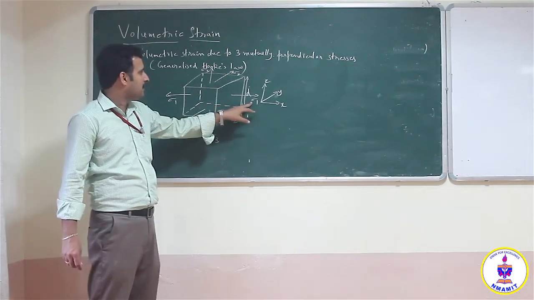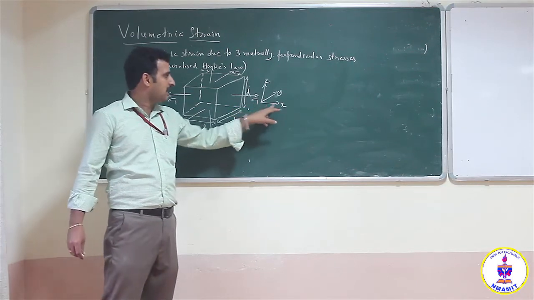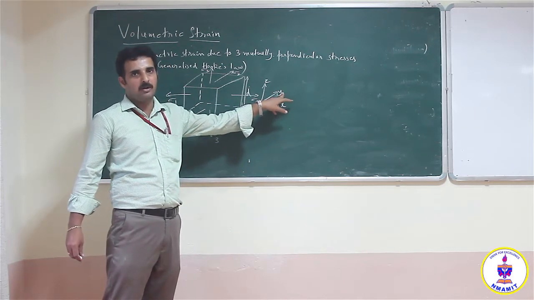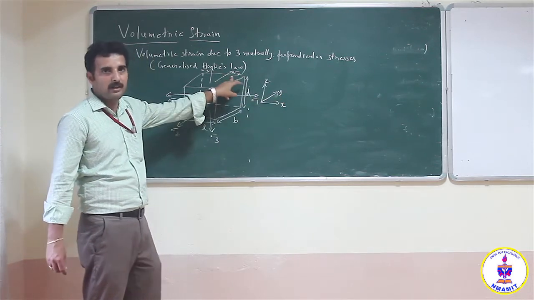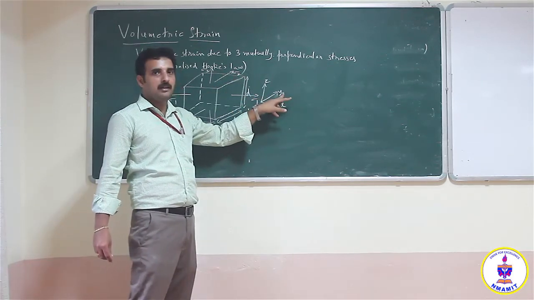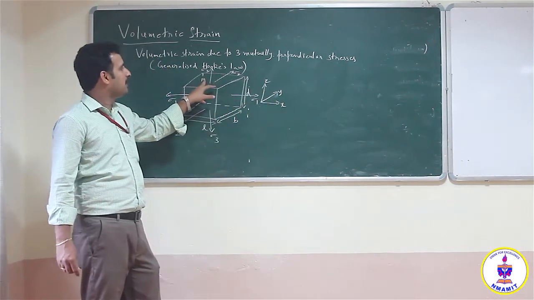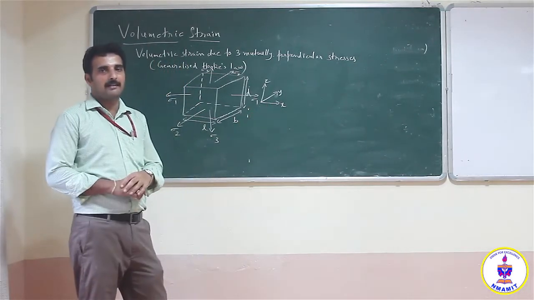So you can observe here that sigma 1 is producing longitudinal strain along x. At the same time, it will be producing lateral strain along y and z. Sigma 2 will be producing longitudinal strain along y and lateral strain along x and z. Sigma 3 will be producing longitudinal strain along z and lateral strain along x and y.